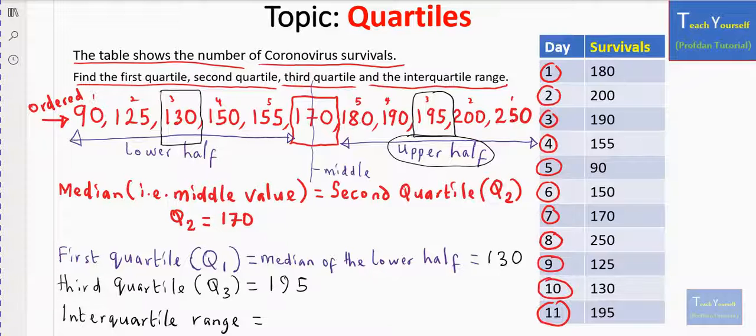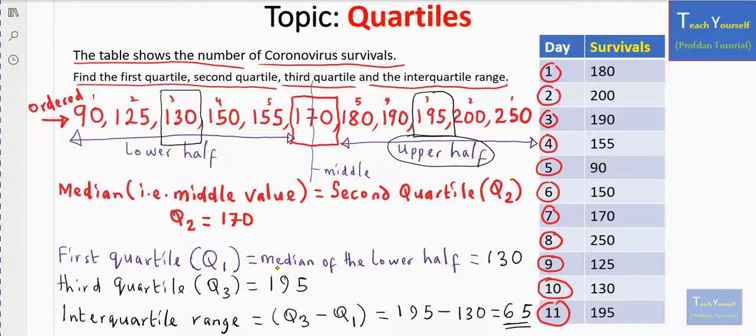So the next thing, this is very easy, is how do you find the interquartile range? Interquartile range is the difference between the third quartile and the first quartile. And that is, in this case, we have 195 minus 130. And that's going to give us 65, which is the interquartile range. So don't forget, in summary, it's very simple.